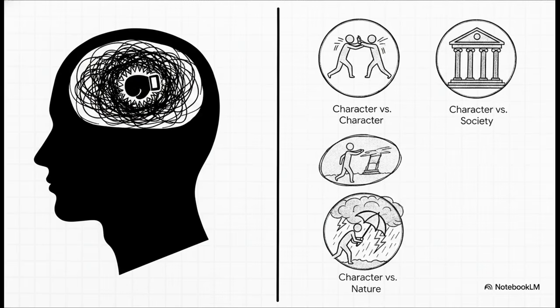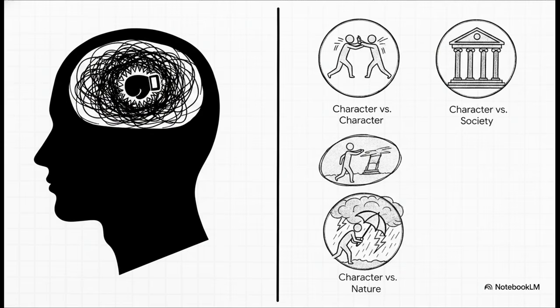Listen, if the plot is the skeleton of the story, then conflict is the driving engine that ties the whole shebang together. Without it, there's no story. It's just a boring list of things happening. As an active reader, you need to categorize the struggles your protagonist is facing. Broadly speaking, we have internal and external conflicts. Internal is character versus self. This struggle is happening entirely within the character's own mind. Think of it like battling their own fears or wrestling with a really tough decision.